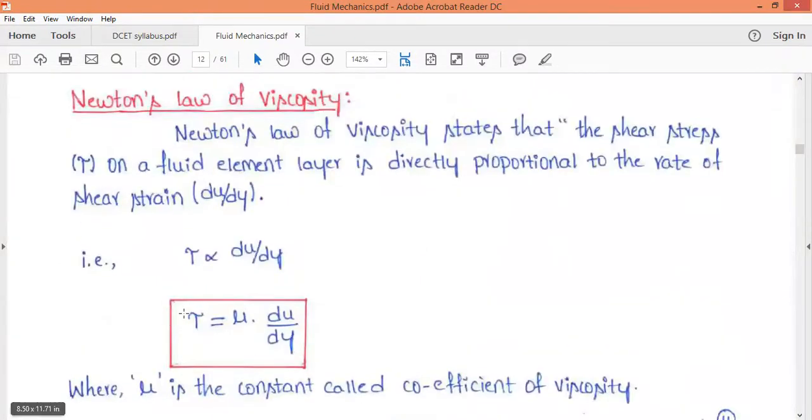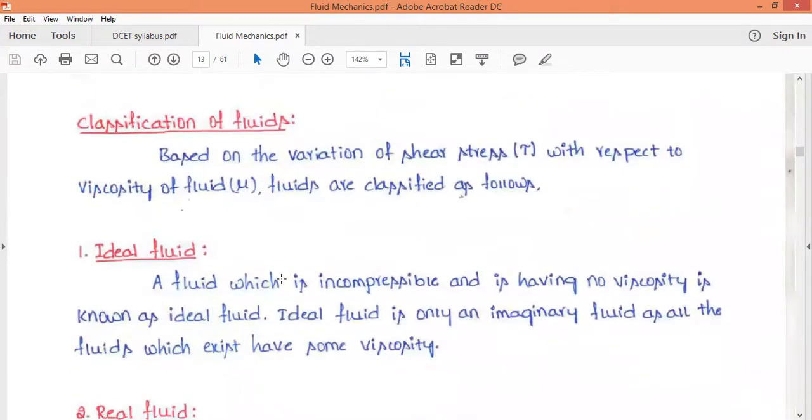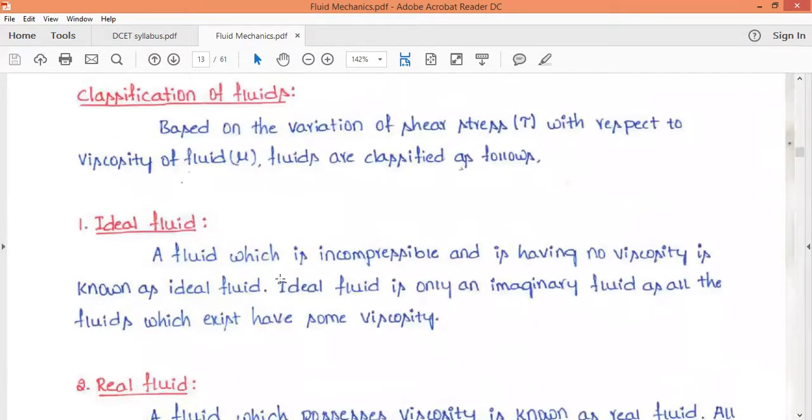Then Newton's law of viscosity, which we already discussed. The shear stress tau is directly proportional to the rate of shear strain or velocity gradient du by dy. Then the classification of fluids. Based on the variation of shear stress tau with respect to the velocity gradient, we have different types of fluids. Ideal fluid, which is a hypothetical fluid, is incompressible, right? Compressible means if we can compress the fluids, those are called compressible fluids. All the gases are considered compressible fluids, and all the liquids are considered incompressible fluids. A fluid which is incompressible and has no viscosity is called the ideal fluid.